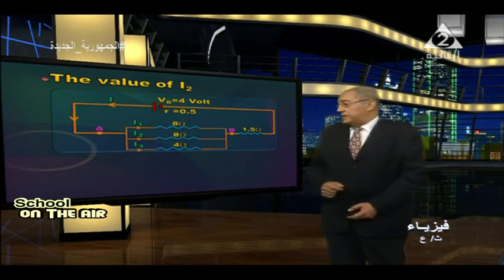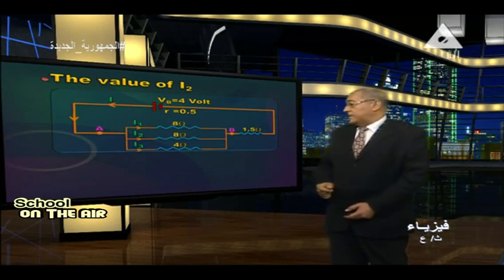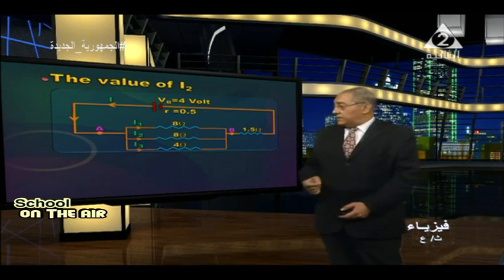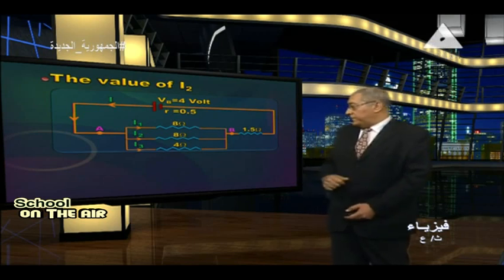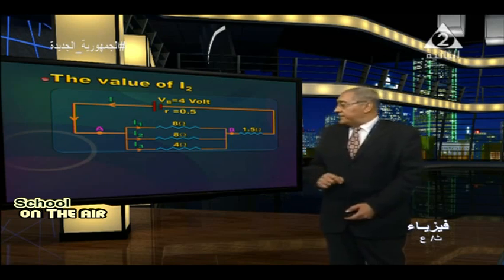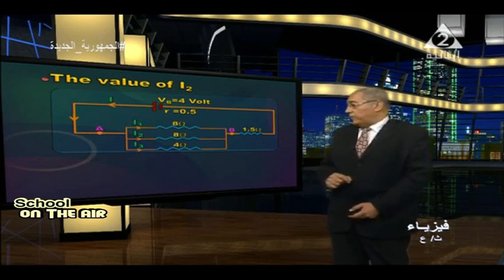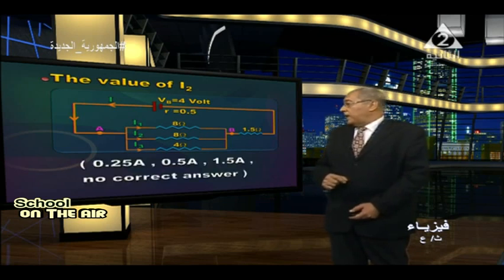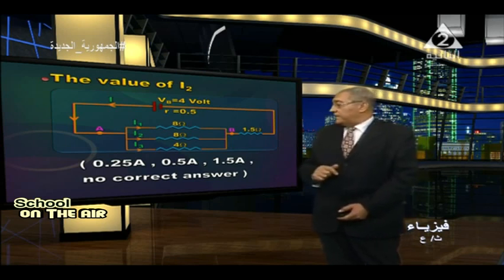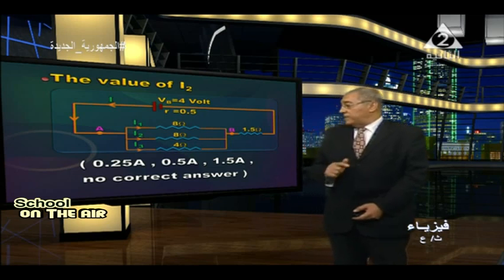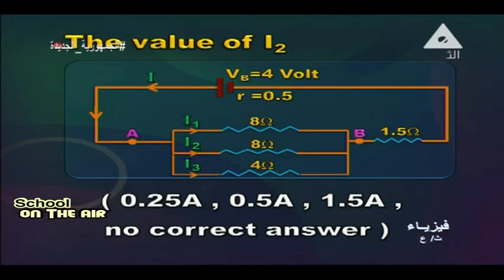Another choice. Now we've got a circuit. What about this circuit? It contains a parallel combination that consists of 3 resistors, 8, 8, and 4, connected in series to a 1.5 ohm resistor, and internal resistance 0.5. Okay, what about the question? Of course, we want the value of I2, the current passing through the 8 ohm resistor. Is it 0.25, 0.5 ampere, 1.5 ampere, or no correct answer?